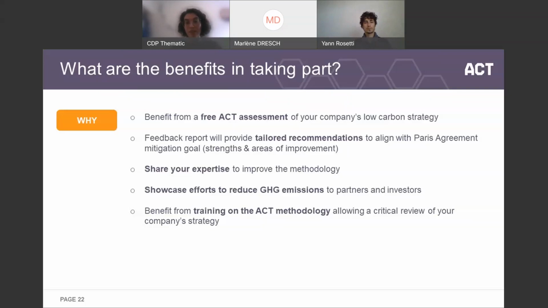Finally, there's the benefit of learning how the ACT methodology is structured, how it works, the level of detail that it goes into, and there is a possibility to have training, maybe more detailed training on the ACT methodology as well, if you do want to learn more about it.